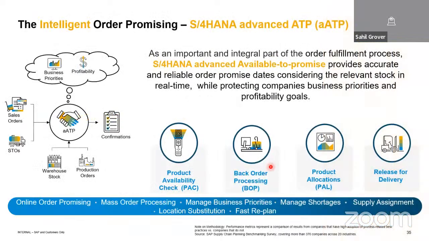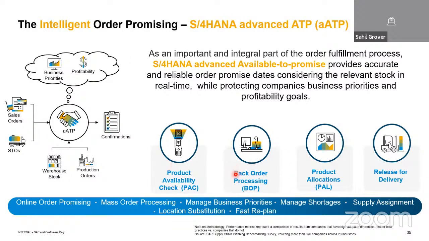So when we say advanced ATP, only saying that a product can be delivered on this particular date will not fully help you make your commitments. When you say ATP, it stands on four pillars. These pillars are product availability check. That means whenever you're entering your sales orders, for example, it will check whether a product is available or not based on the availability factor. It will do scheduling and will tell you on this date it is available.